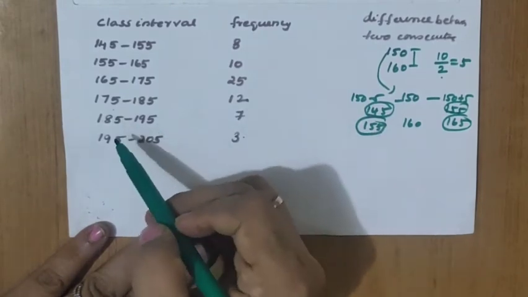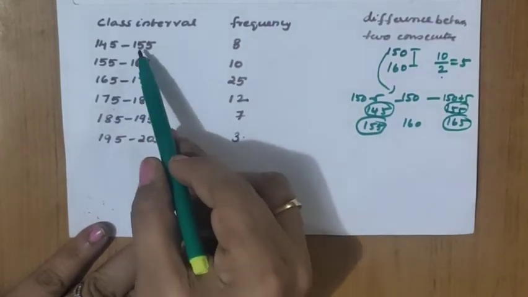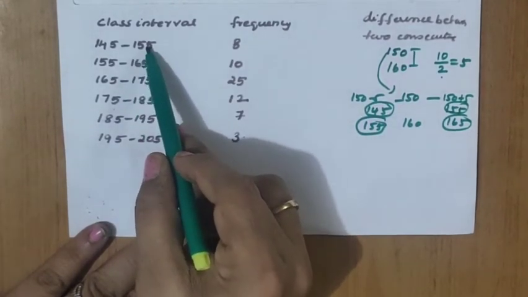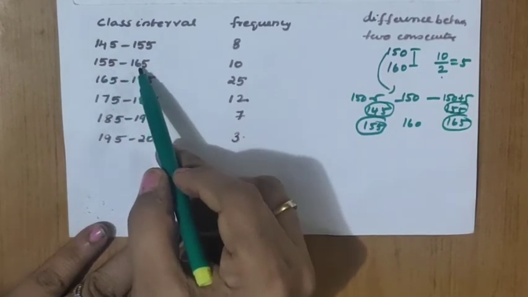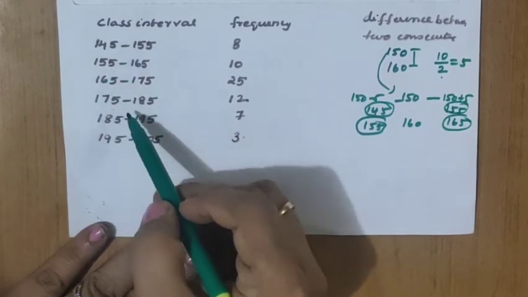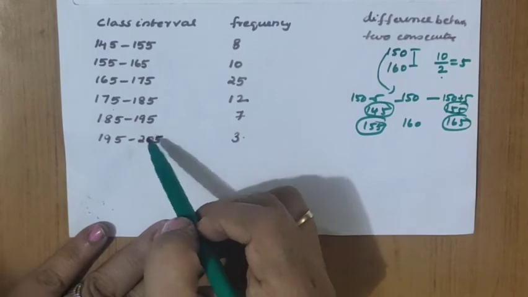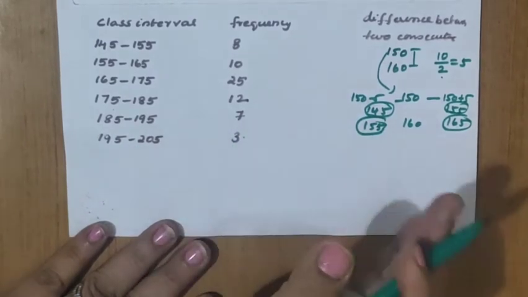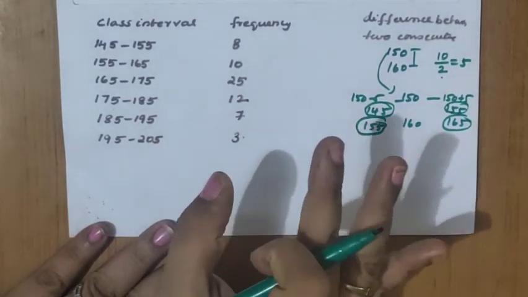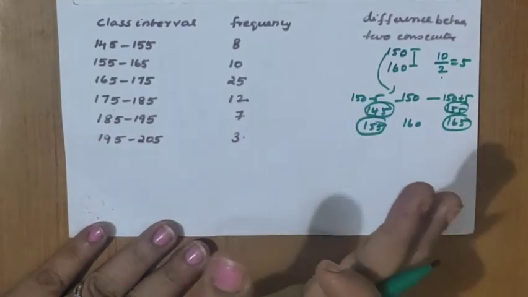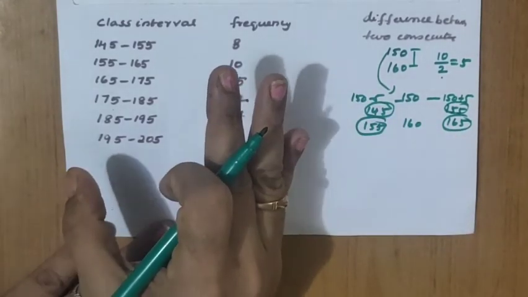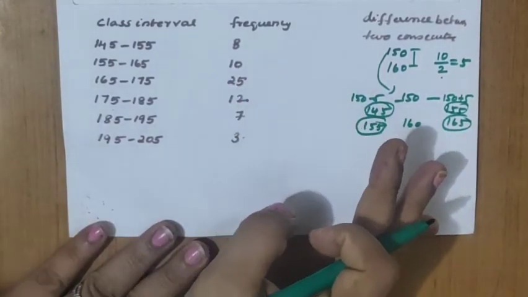Now what did we get here? In the continuous class interval we see that 155 is the upper limit and also the next lower limit. 165 is the upper limit and the next lower limit. Like that we got the class intervals. There is no break. So what is the next point? We can draw the histogram. A continuous class interval is required, then only we can draw the histogram.